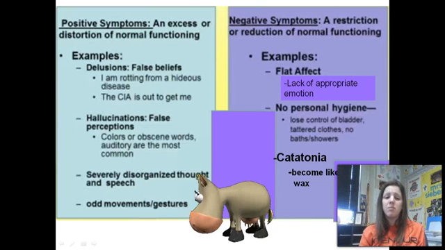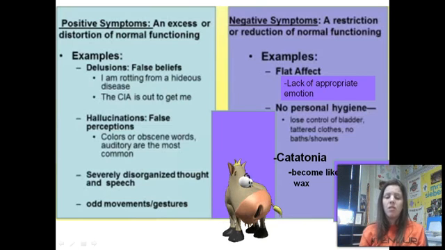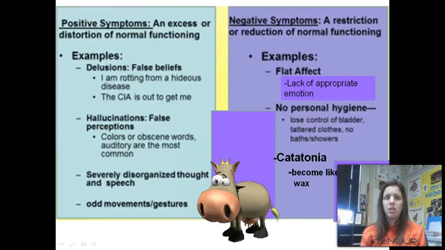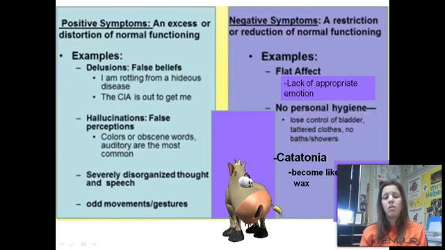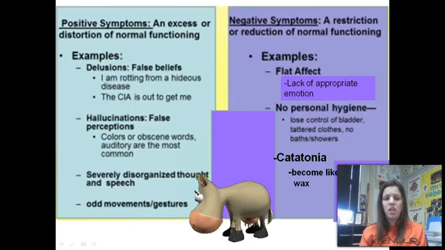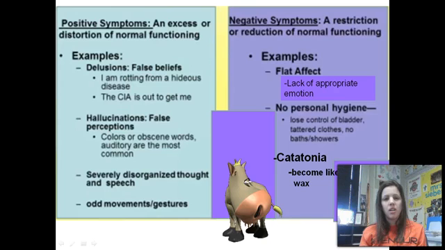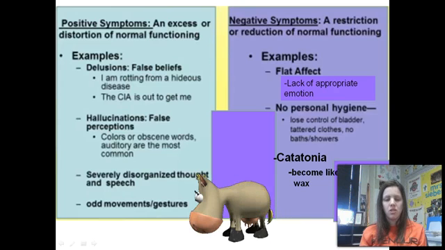The second positive symptom is hallucinations. Now, hallucinations are just when you have a perceptual experience without any sensory input. So they can be visual or auditory for the schizophrenic patient. And more times than not, they're auditory, although some do have visual hallucinations.